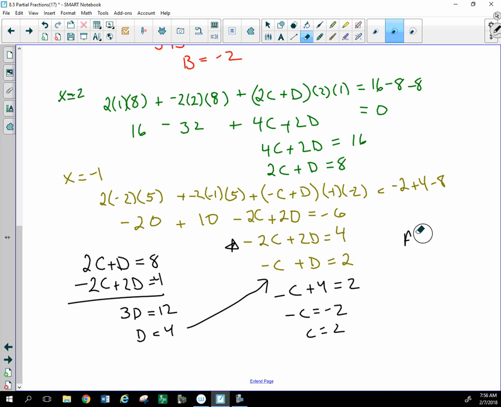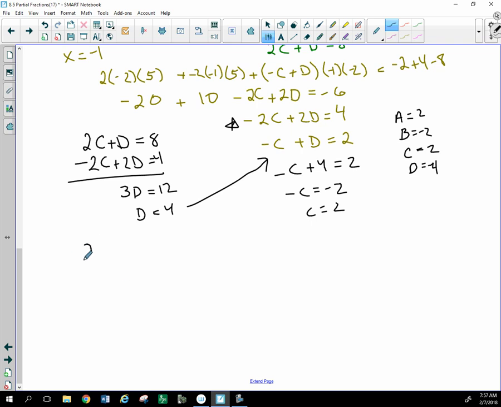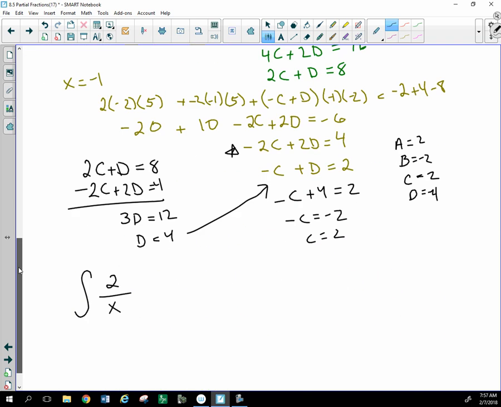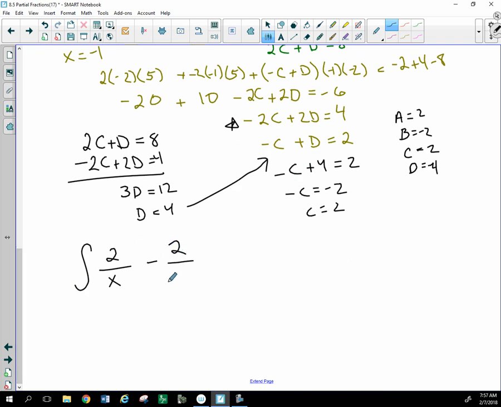All right, now, with all that being said, we've got a is equal to 2, b is equal to negative 2, c is equal to 2, and d is equal to 4. So now if I substitute everybody in, we got 2 over x, I believe that's what it was, so let's go check back at the beginning here, 2 over x, and we've got minus 2 over x minus 1, and we've got plus 2x plus 4 over x squared plus 4 dx. And so there's my setup for my problem.